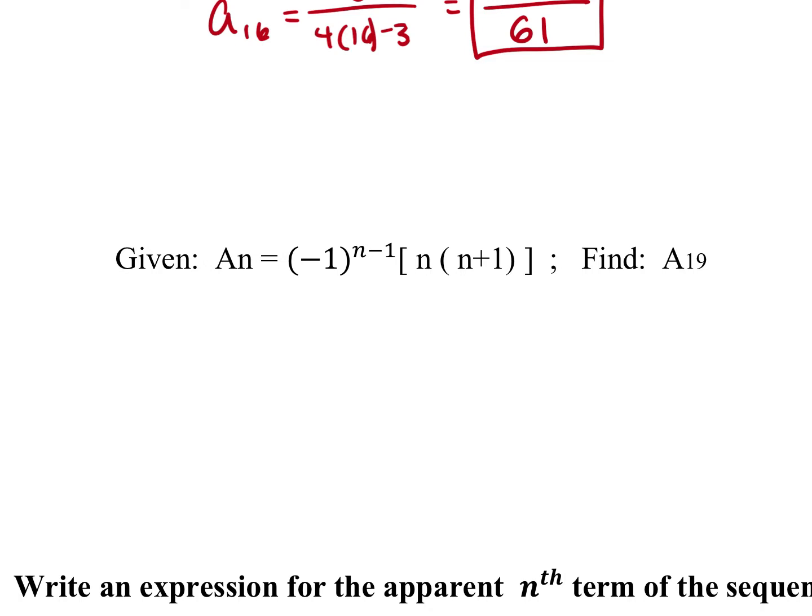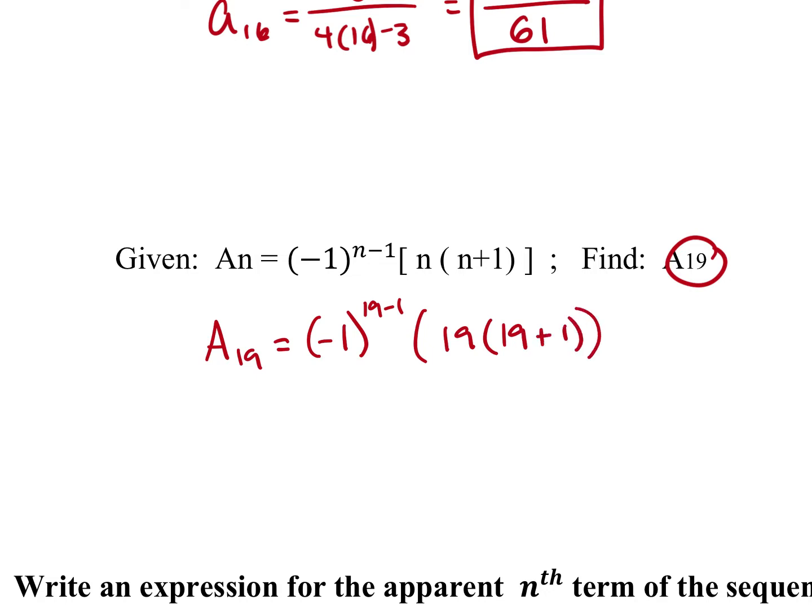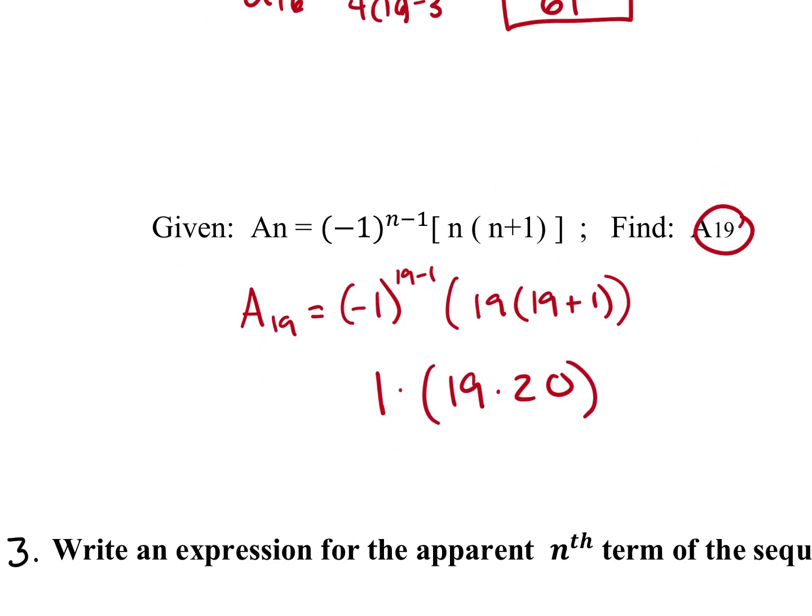Here, we're finding the 19th term, so same thing as the last one. So a sub 19 is equal to negative 1 to the 19 minus 1 power times 19 over 19 plus 1. So this would be negative 1 to the 18th power. What's negative 1 to the 18th power? Positive 1. And then this would be 19 times 20. So what's 1 times 19 times 20?